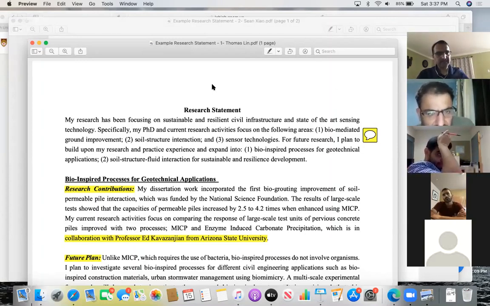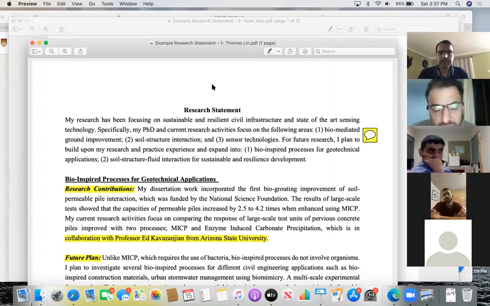Is there a general trend or a kind of template for writing the research statement? And there is no one specific template. I think you want to think about it.